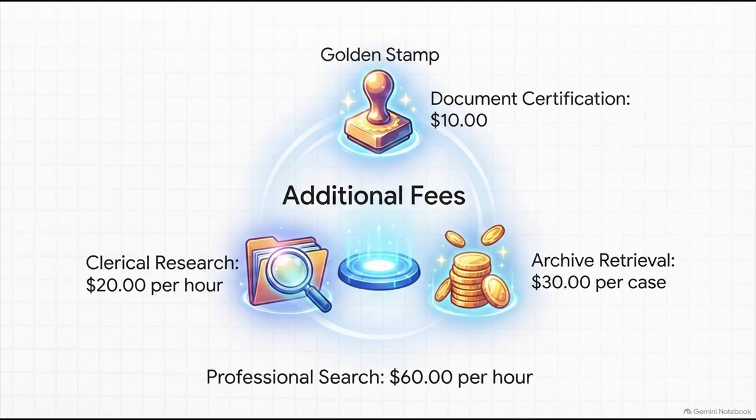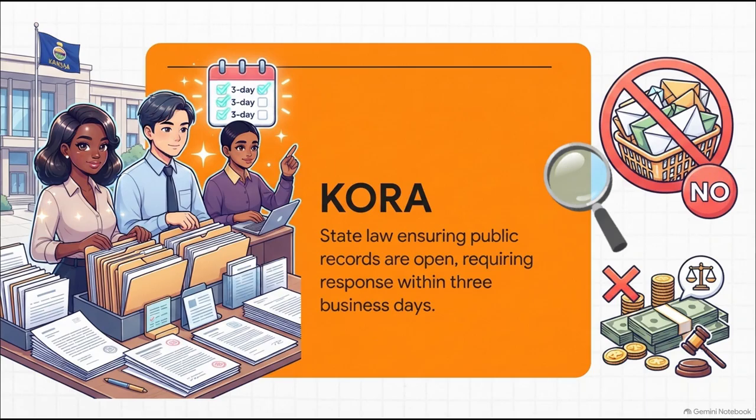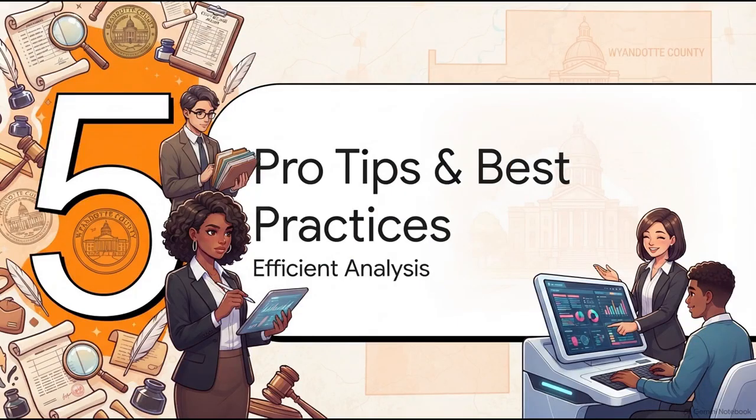So all of this access is governed by the Kansas Open Records Act, commonly known as KORA. Under KORA, the government has 3 business days to respond to your written records requests. But here is an absolutely critical rule. You have to certify that you are not using the data, specifically lists of names and addresses, for commercial marketing. If you do, that can result in a $500 civil penalty per violation. Definitely not worth it.